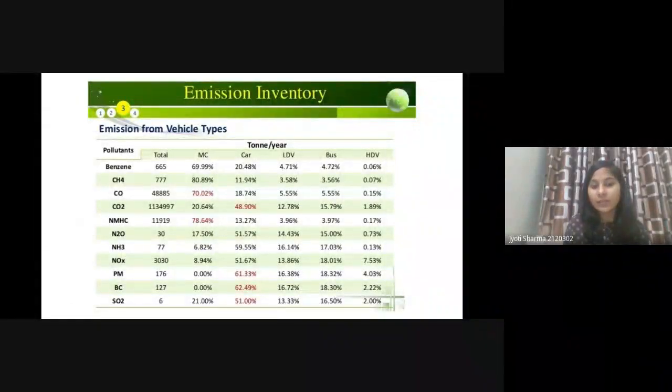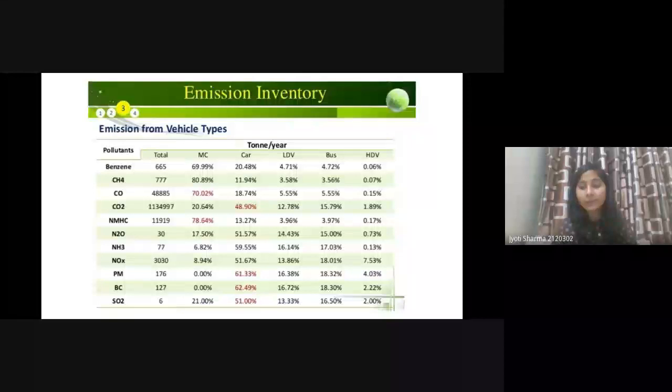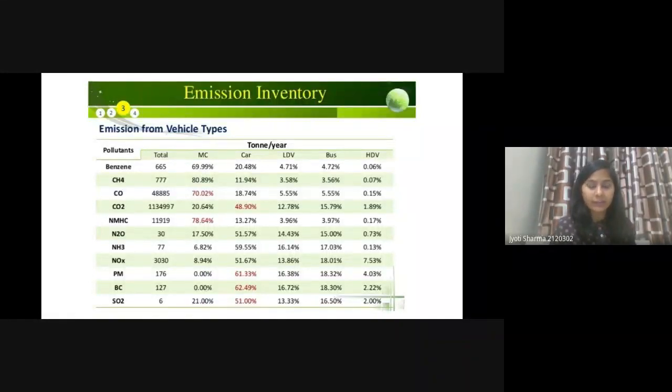Okay, so this is one example of an emission inventory. On the left hand side we have the pollutant list, for example benzene, methane, carbon monoxide, carbon dioxide, and then we are calculating how many tons of this pollutant are released per year. And this is, I think, for California.